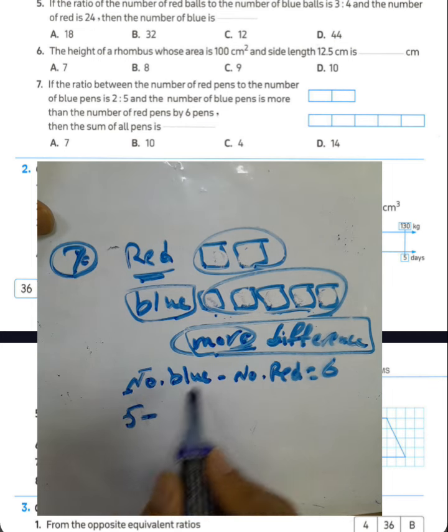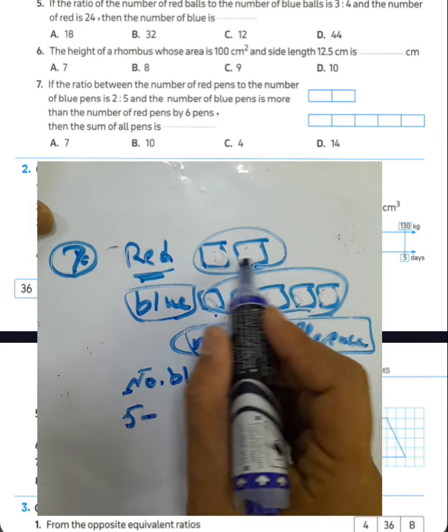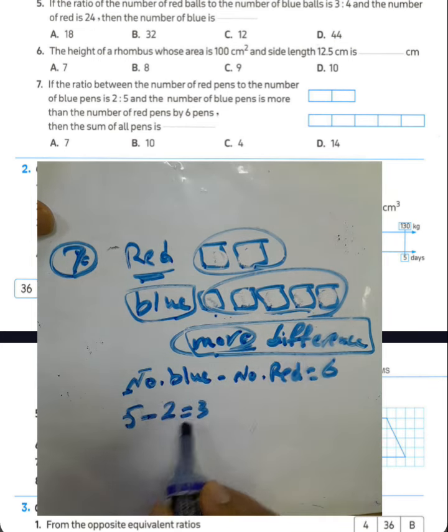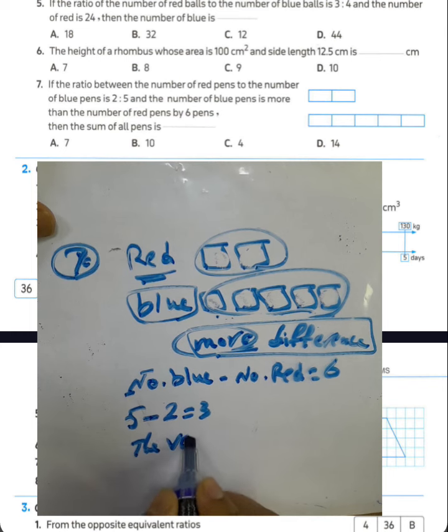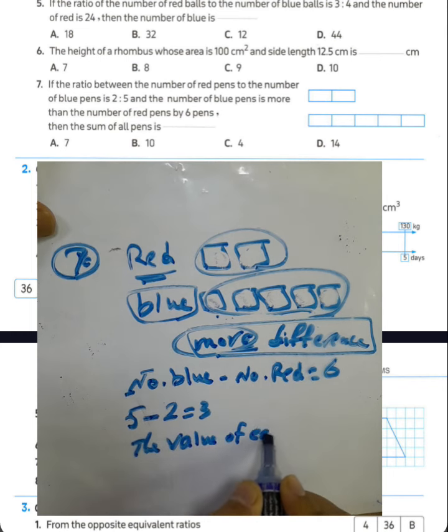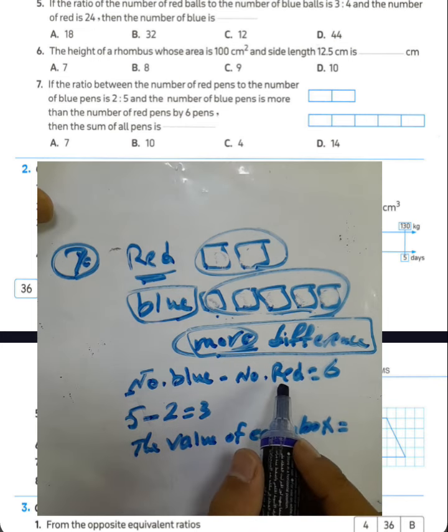5 minus 2 equals 3. Okay, then we can find the value of each box. The difference between them is given, and it will be 6.